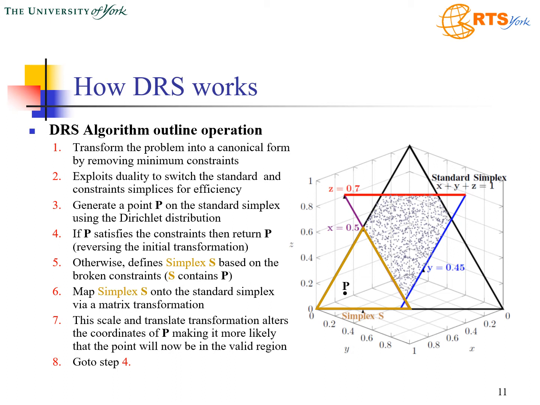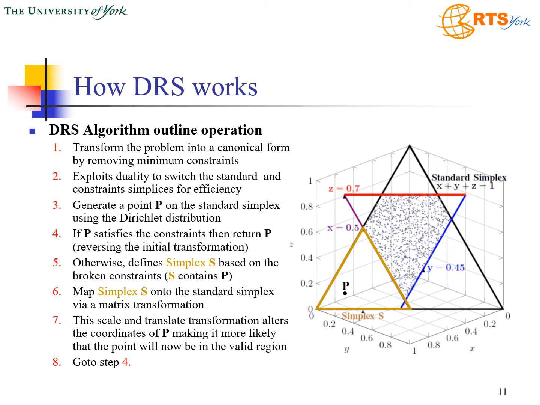Simplex S is then mapped onto the standard simplex via a matrix transformation. This scale and translate transformation alters the coordinates of point P, making it more likely that the point will now be in the valid region. The algorithm then goes back to step 4 and checks if the new coordinates of the point meet the constraints, in which case it's finished, otherwise it iterates with further scale and translate transformations. So let's see how this works.